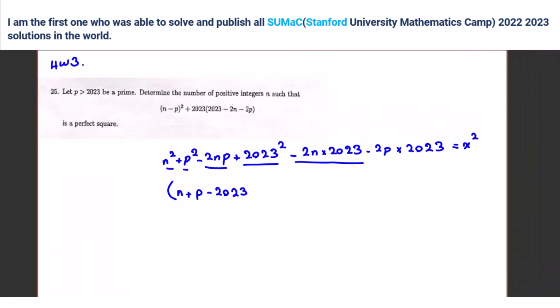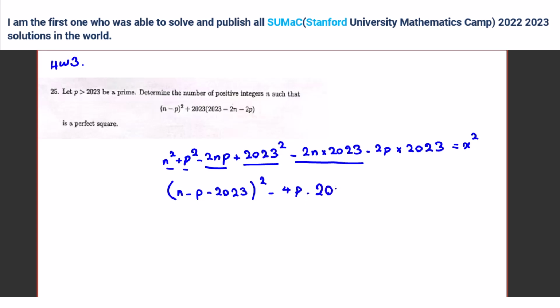Okay, so if I do n minus p minus 2023 squared, then I get minus everything. p minus 2023. Yes, good job. Squared. Then what should I write here? Minus 8092p. Minus, you mean now, minus 4 times that, right? Yeah. So 4p times 2023.